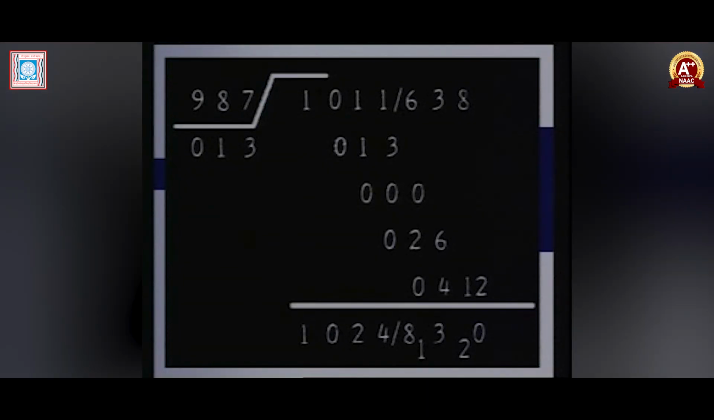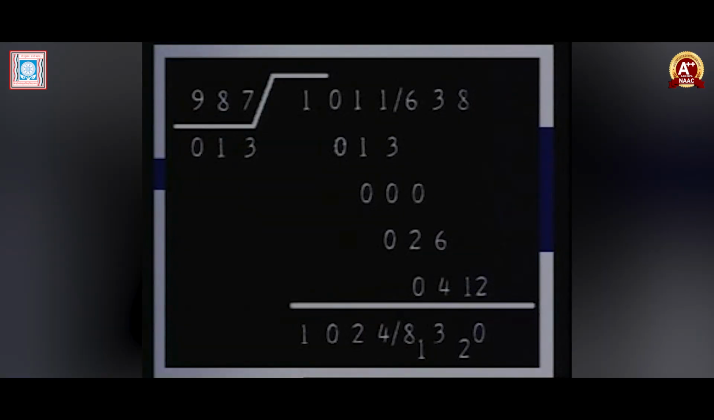अब हम सबसे पहले इसका संशोधित भाजक निकालेंगे. 987 का पूरक निकालेंगे निखिलम सूत्र से. 987 का पूरक कैसे निकला? All from 9, last from 10. So 9 minus 9 is 0, 9 minus 8 is 1, and 10 minus 7 is 3. Okay? So modified divisor is 0, 1, 3.